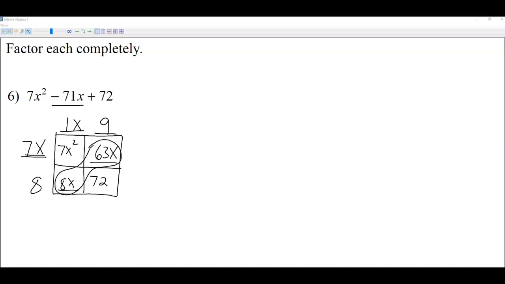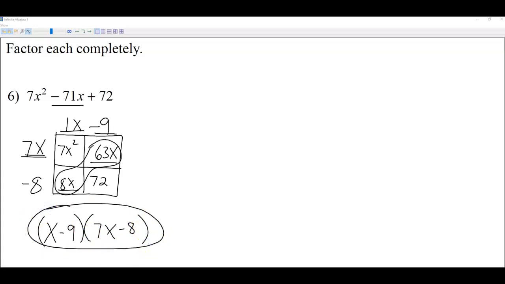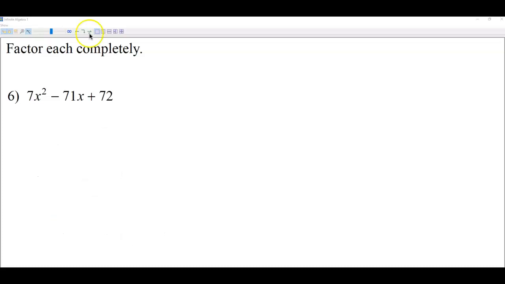When you get the right number but the wrong sign, it's an easy fix. Just make these two numbers an opposite sign from what they were and you'll have it. So once again, I got it lucky on my first draw there, and there it is. All right, move on to number 8.